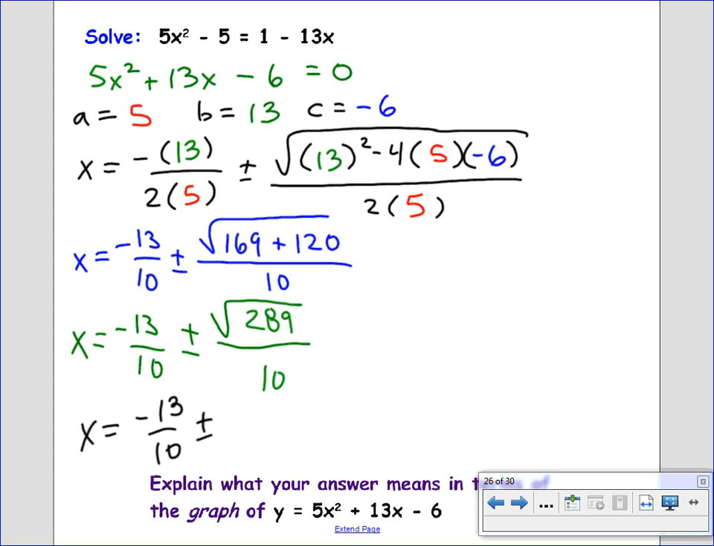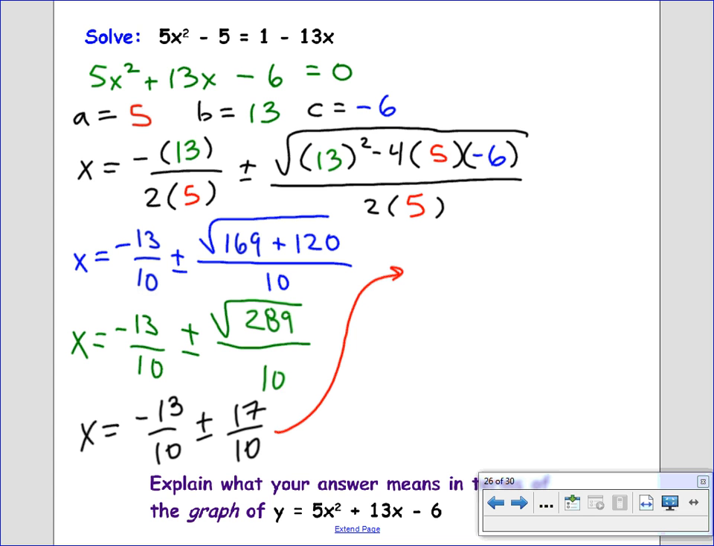I know you have calculators at the ready. This works out to an integer, doesn't it? What's the square root of 289? Is that 17? Yeah. Awesome. Thank you. So I'm seeing my distance number. My axis of symmetry is -13/10. Then we're going to walk to the right 17/10 of a unit, and then go back and walk to the left 17/10 of a unit, and we'll get both of our x-intercepts, I should say.